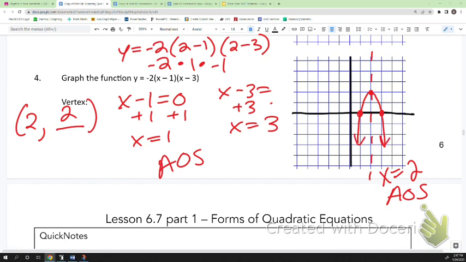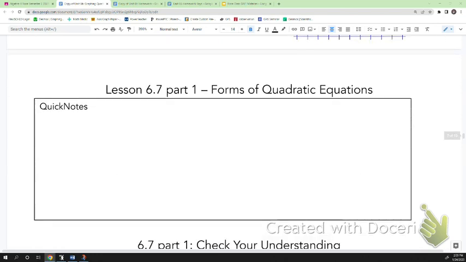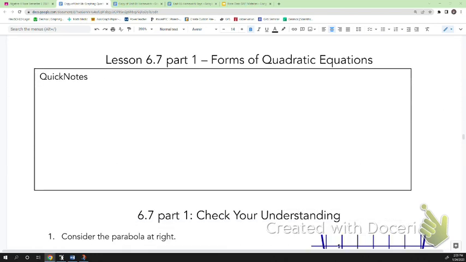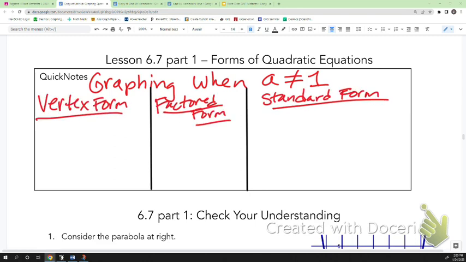Again, if you need to pause and stop and start this video, you can do that. We're going to move on to the quick notes. In the quick notes, we really just talked about these steps. Okay, so this is for graphing when a does not equal 1. Here are the 3 forms we'll look at.